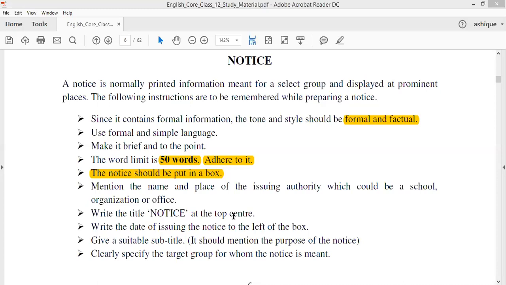Under it, leaving some space, you will write the word Notice in bold letters. Similarly, as mentioned here, you write Notice at the top, under the name of the organization, school, or issuing authority. Got it? Clear? The next point comes up here.